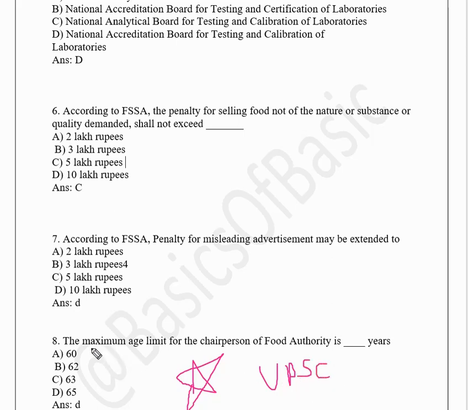Okay, here the question is the maximum age limit for the chairperson of food authority. So it is 65 years. Okay, please remember this. So up to 65 years, the chairperson of the food authority can do his function.